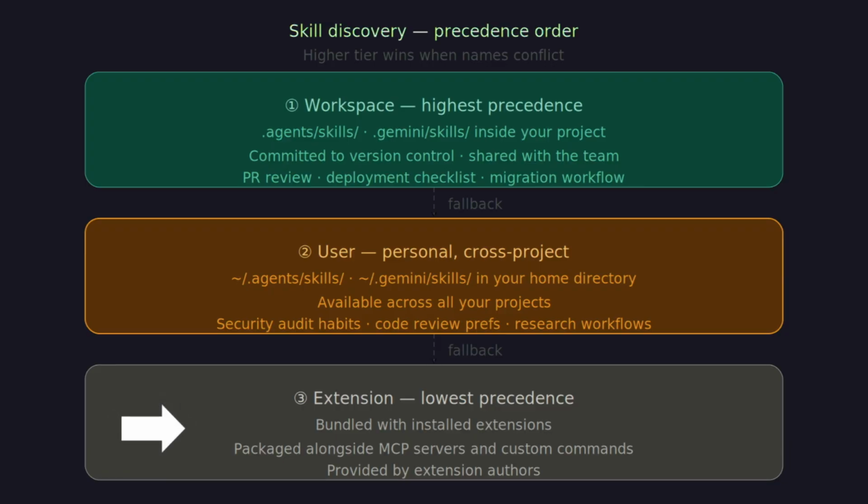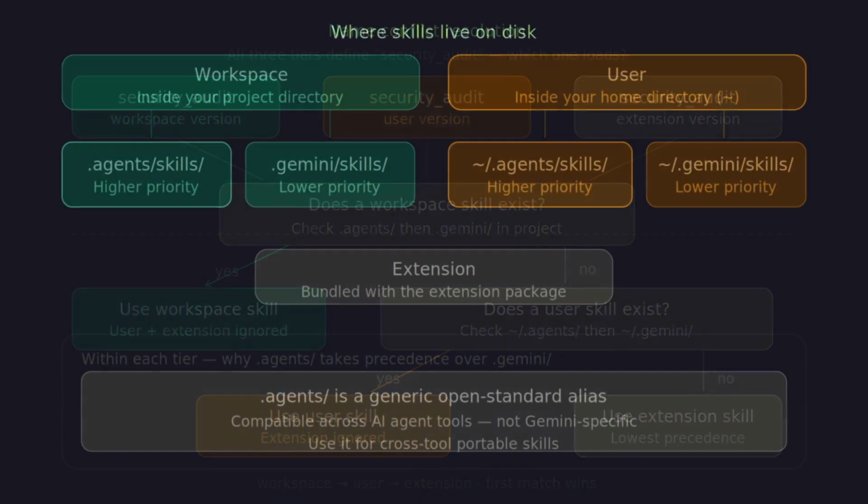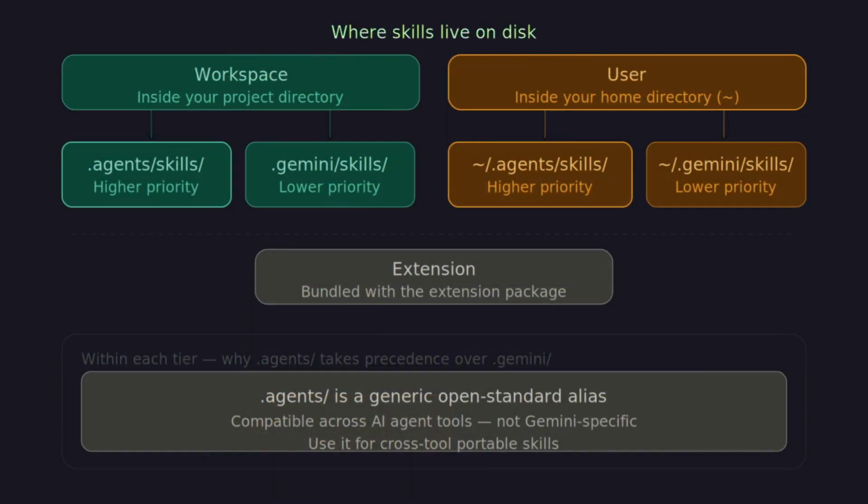Extension skills are bundled with installed extensions. These are skills that come packaged with an extension alongside its MCP servers and custom commands. If multiple skills share the same name, workspace takes precedence over user, which takes precedence over extension. And within each tier, the .agent skills path takes precedence over the .gemini skills path. That generic alias is designed to stay compatible across different AI agent tools that support the same open standard.